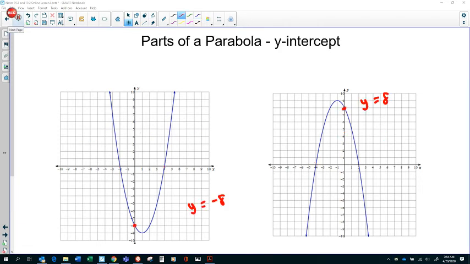The other part is the y-intercept, obviously, where the parabola intersects the y-axis. On the left, negative 8. On the right, positive 8.